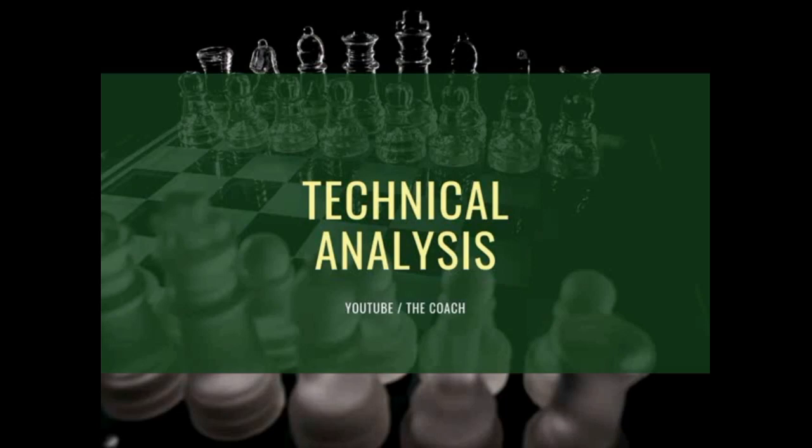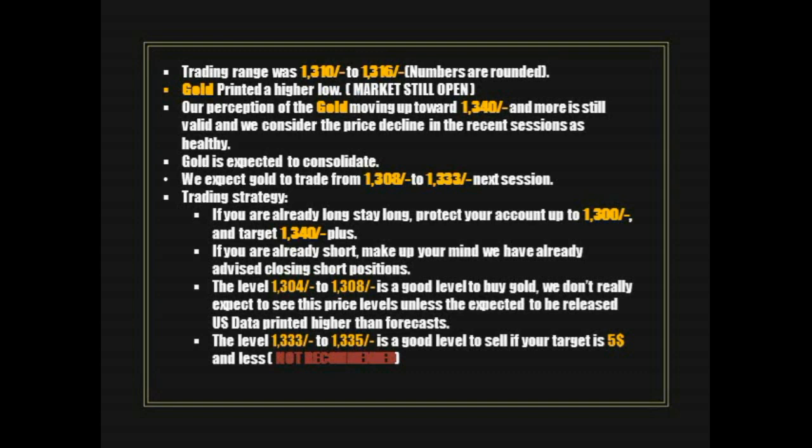We are talking now about technical analysis. Trading range was 1,310 to 1,316. Numbers are rounded. Gold printed a higher low, that's good, and the market is still open. Our perception of the gold moving toward 1,340 and more is still valid, and we consider the price action in the recent sessions as healthy. Gold is expected to be in consolidation because the market is still indecisive. We expect gold to trade from 1,308 to 1,333 as the big range.